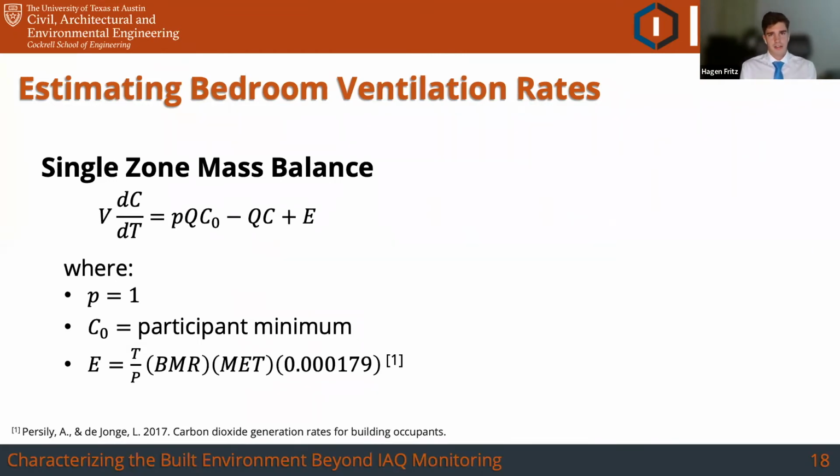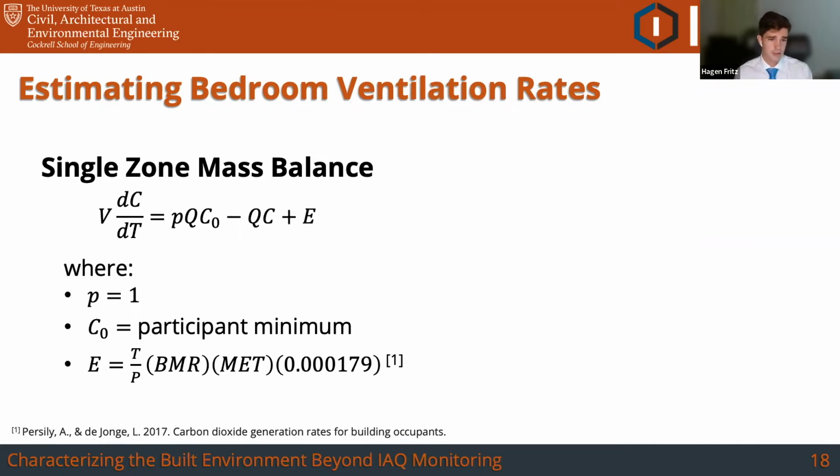The term just to the right, that's the flow of carbon dioxide into the space from outside of the room. The QC, that's the flow out of the space. And then E, that's the source, the emission term in the room. So in that case, that would be you, the occupant.